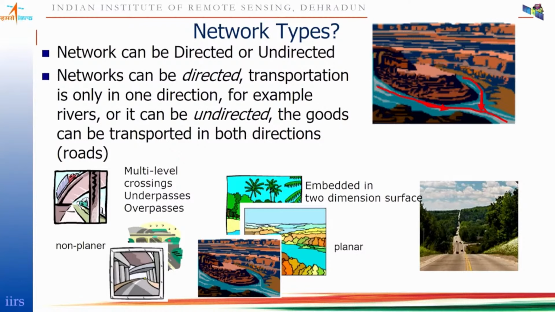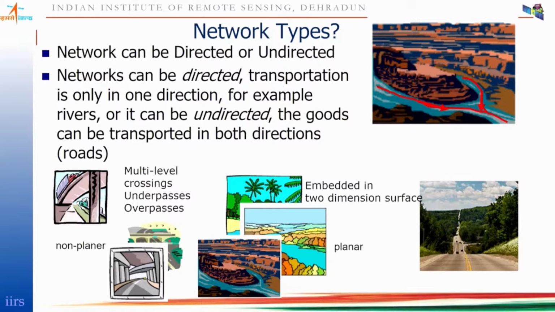But if you come to the case of, let's say, a road network, in that case traffic may be in one direction, or it can also be in both directions. So accordingly you'll have two different types of directed and undirected networks. Apart from that, your networks can also have multiple levels. It means that you may have a network at the bottom, and on the top you may have a flyover, which is another connectivity provided from one point to another point.